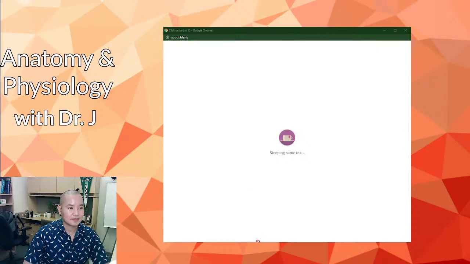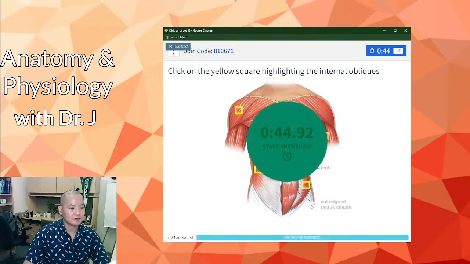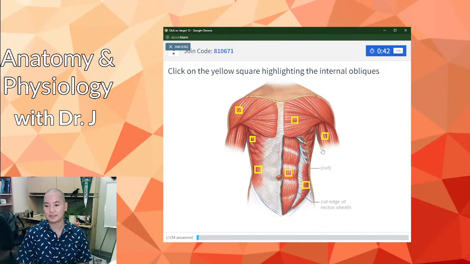Okay, next one. Now that we know our external obliques, where are our internal obliques? Internal obliques, come on, come through. Okay, now it's working. Internal obliques.